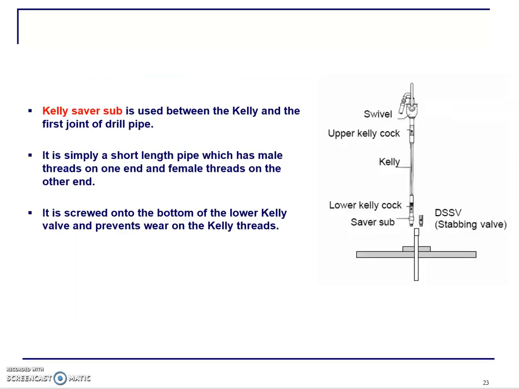The next part is the Kelly saver sub, and the Kelly saver sub is kind of a small attachment, and it's the first joint between the Kelly and the first joint of the drill pipe. So it's a sub basically. The length is short, and it's screwed to the bottom of the lower Kelly, and it's just a mid connection.